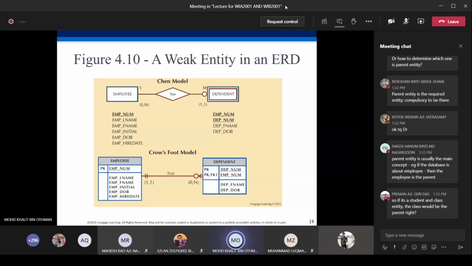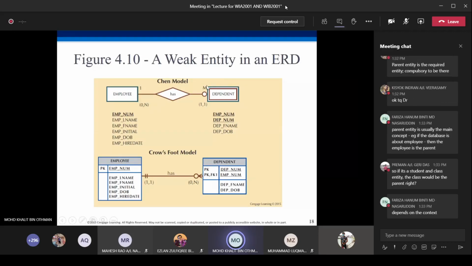Normally for a Chen model, a weak entity is indicated by a double-walled entity rectangle. Okay, this double-walled entity rectangle. If you see the double-walled entity rectangle, it means that the entity is a weak entity.